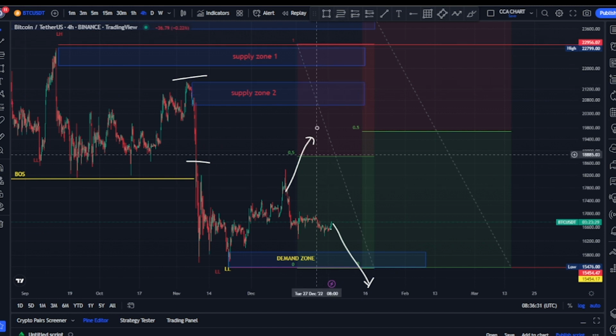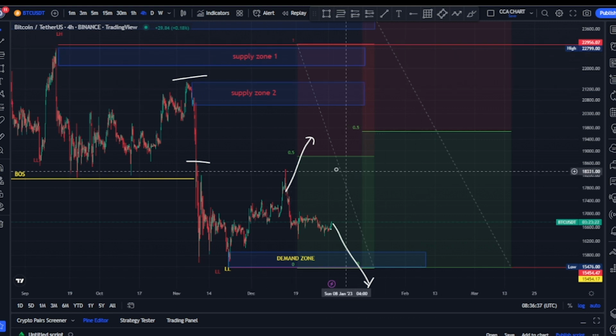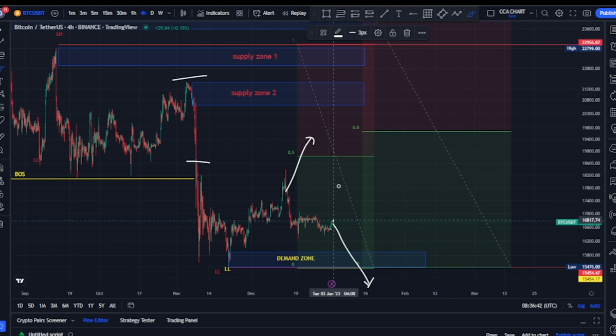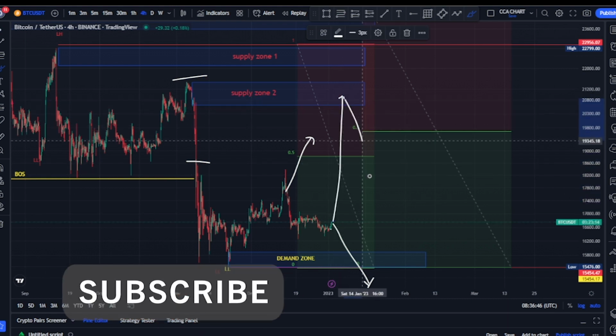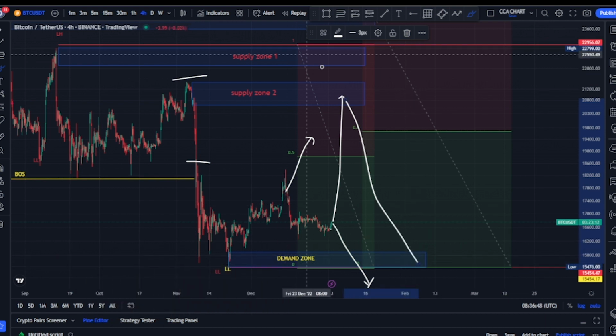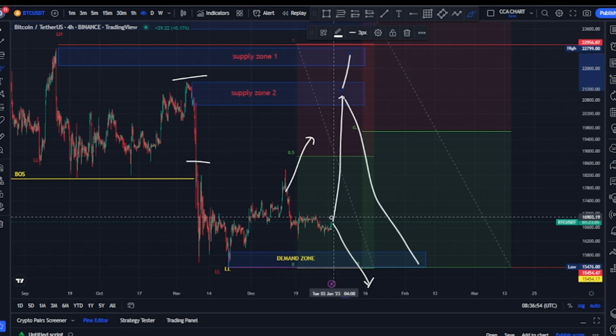I've already identified our high probability POIs on our minor structure and on our major structure. So guys, what do you think? Do you think from the point price is trading, price can still come back to supply zone 2 before we continue seeing more break of structure to the downside? Or do you think price will have to come back to supply zone 1 before we continue seeing more break of structure to the downside? Well guys, from this point price is actually trading, price will just continue breaking more structure to the downside.